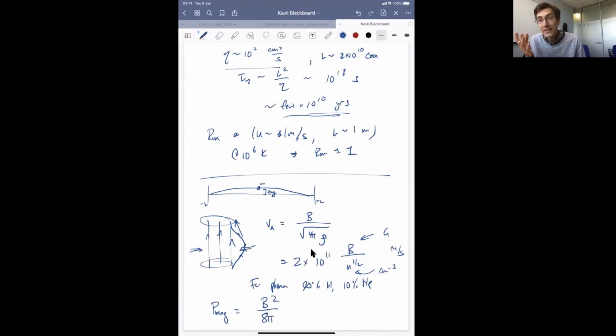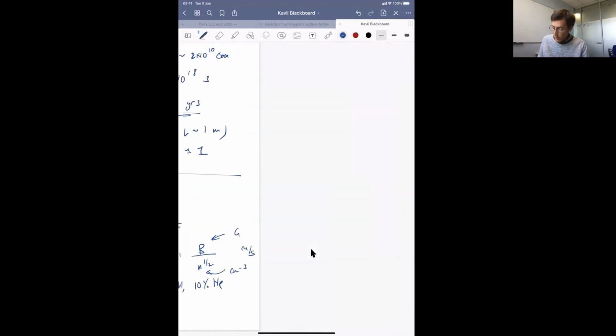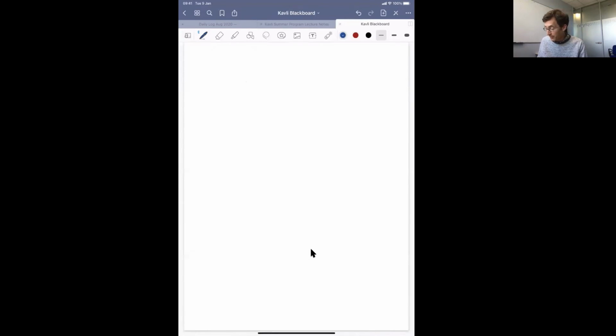Okay, and the reason these things are useful is because if we're able to calculate the magnetic pressure or the magnetic tension, we can sometimes very quickly figure out whether magnetic fields are likely to be important or not in a given problem. By the way, I'm not just making this stuff up.